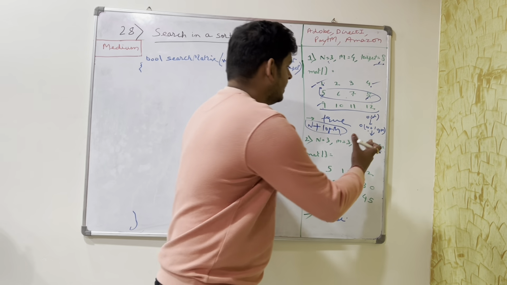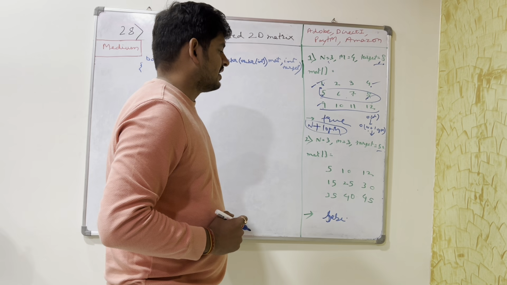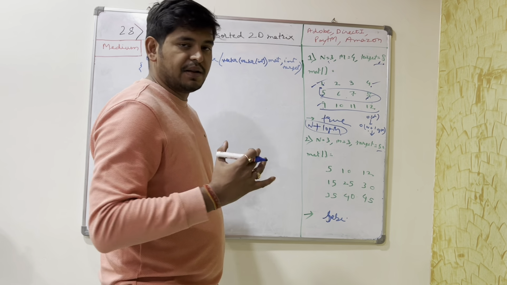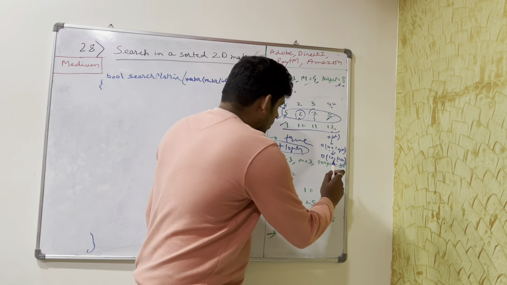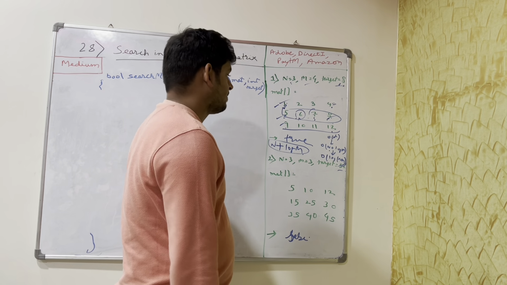So we have come into the log part of it, right? From n square we have come into n plus log m. So can we reduce it further? How do we solve this in order log n into m?